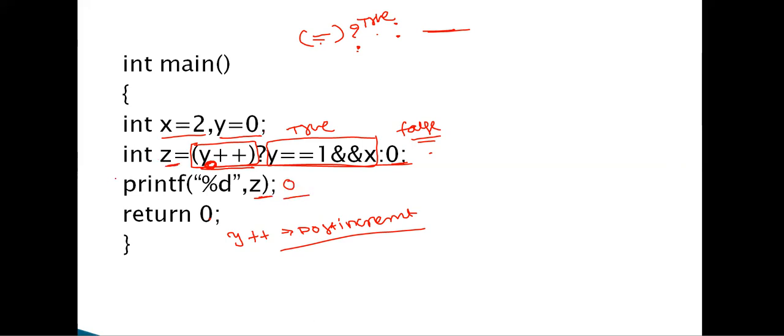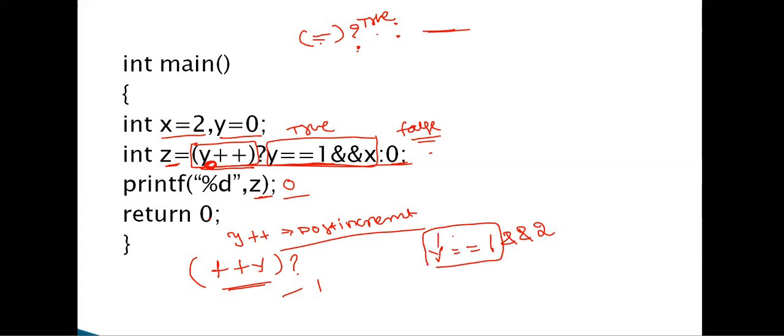For example, here in this question, I will make a little modification. Instead of y plus plus, if you write plus plus y, what happens? That means pre-increment. Pre-increment means it performs the increment operation, that is, the y value becomes 1. Now the true block, 1 means true. In the true block, we write the statement like this: y is equal to 1 double ampersand x. x is a non-zero number.